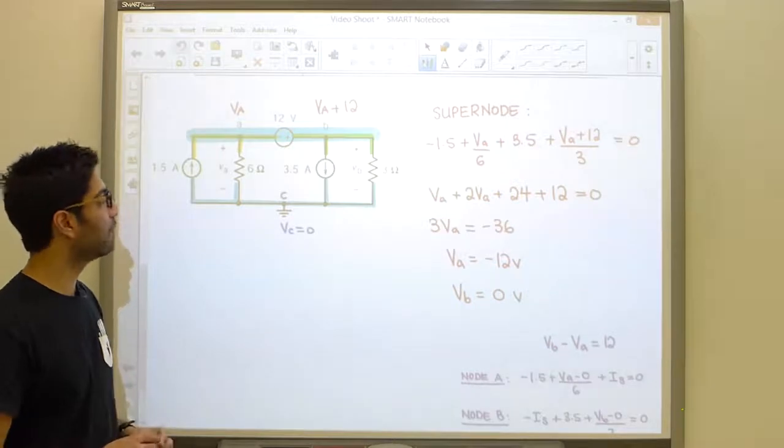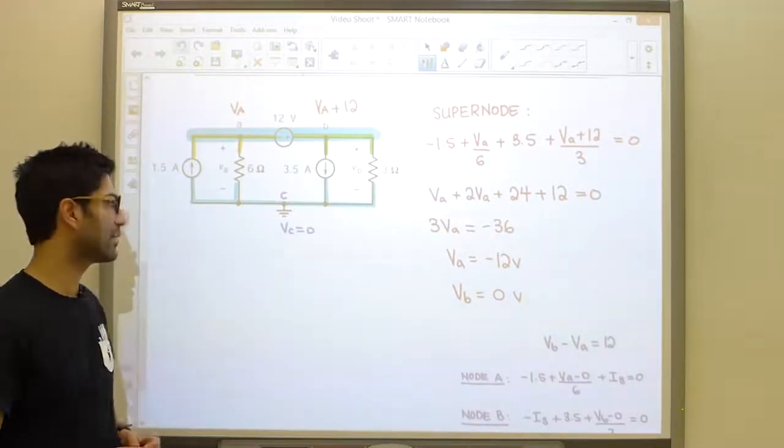Hopefully that clarifies nodal analysis for you. Let's practice a couple more of these problems.